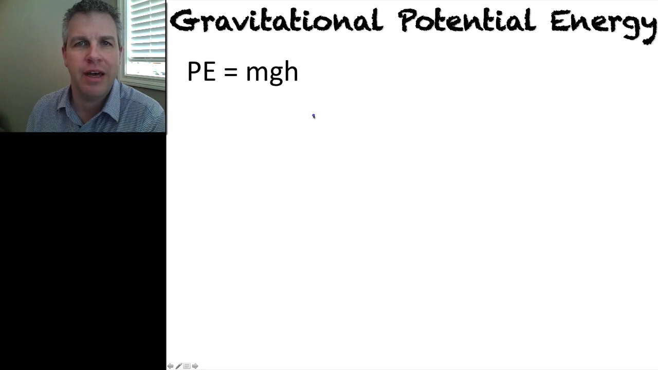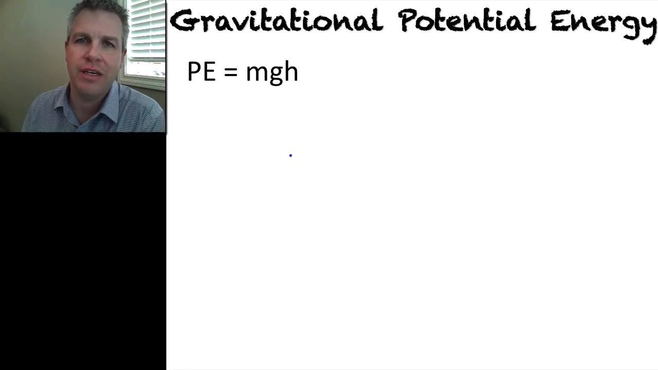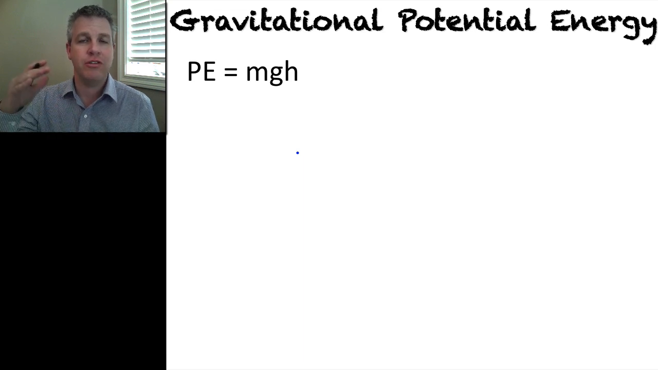But basically, gravitational potential energy, we've talked a little bit about potential energy in class. It's the ability to do work. Now, gravitational potential energy is how much potential energy an object is going to have based on really its relationship to a reference point below it.